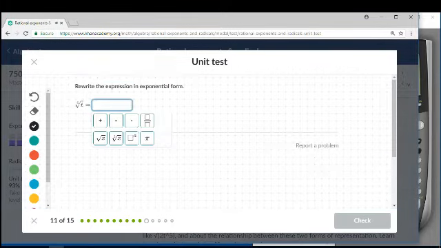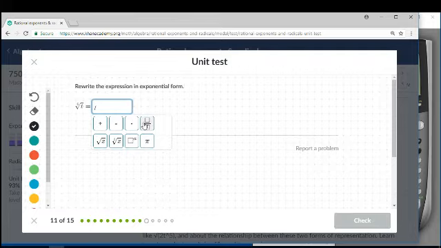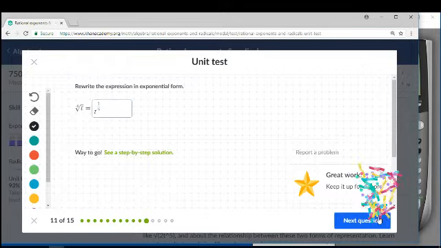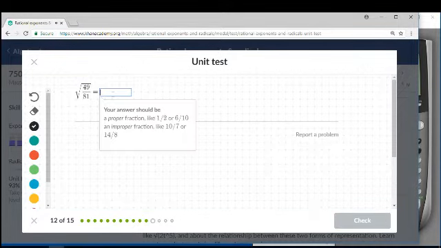All right, 6th root of t in exponential form, that's just going to be t to the 1 over 6. The square root of 49 over 81, well, the square root of 49 is 7, and the square root of 81 is 9. 7 times 7 is 49.